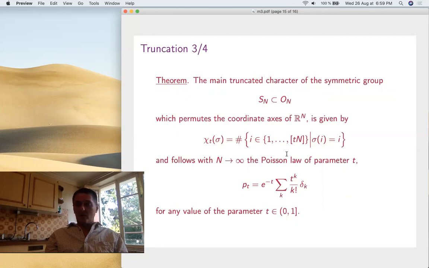So first of all, let's see what this character is for the symmetric group. Remember, on the diagonal, I have zeros or ones. Zero if it's not a fixed point, and one if it's a fixed point. And if you truncate the diagonal, you're also looking at fixed points, but not in the set 1 to n, just in this set 1 up to tn. To do the computations exactly as before, we modify a bit, and we get the Poisson of parameter t.